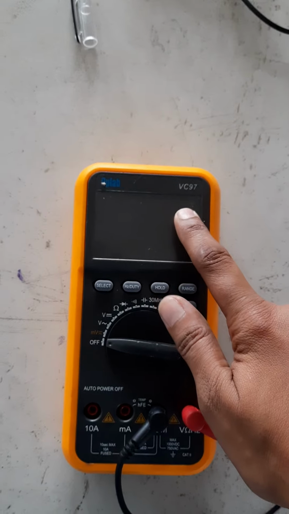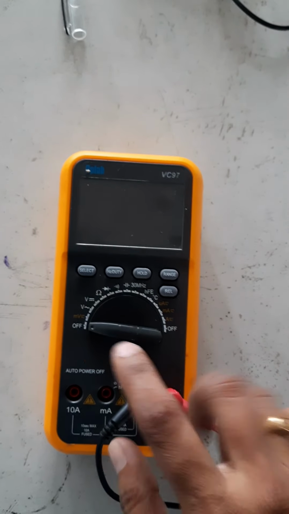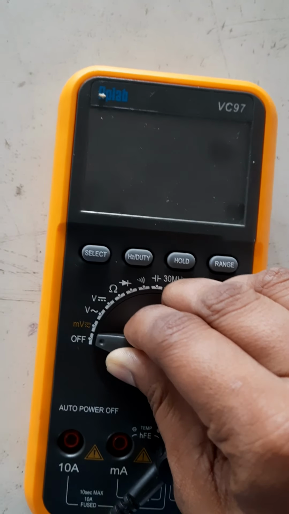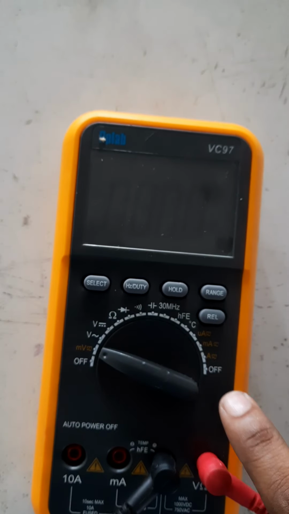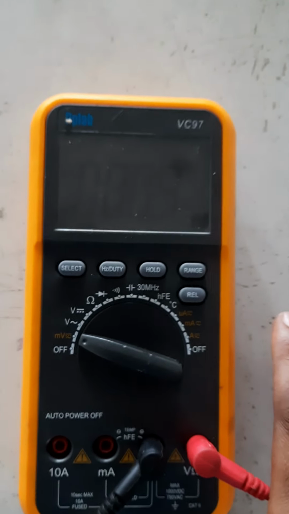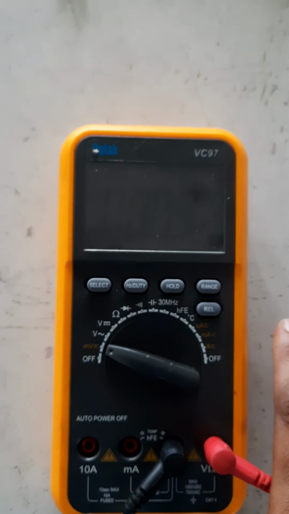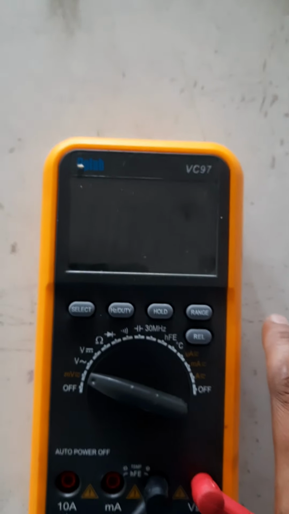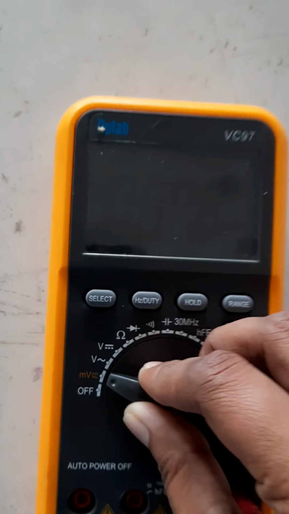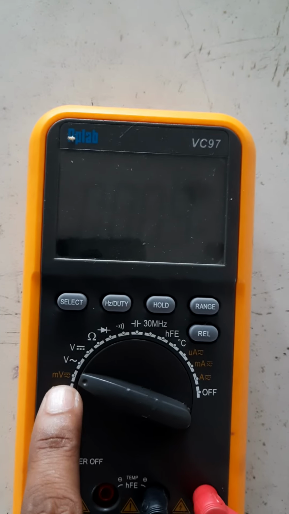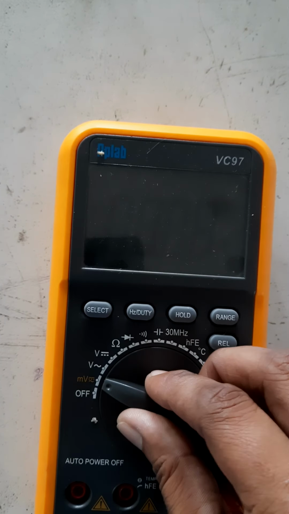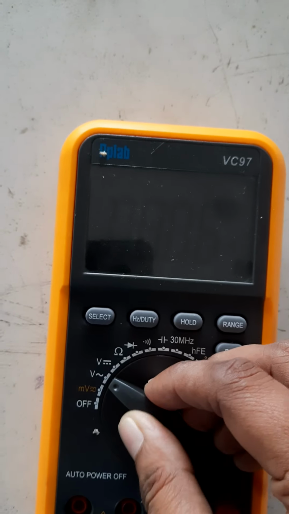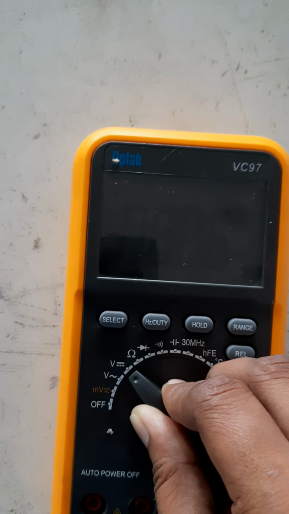So this is the digital display, and these are the ranges showing. This is off. Then if you keep it in this range, whichever component you want to measure, its voltage, like built-in voltage, cut-in voltage, resistance and its value in ohms, capacitor and its value in farads, whatever. If I keep it in this range, it is showing millivolt DC or AC. Then this one is voltage in AC, analog voltage.